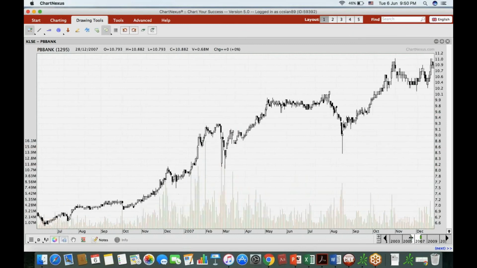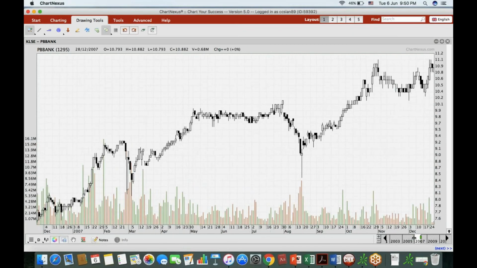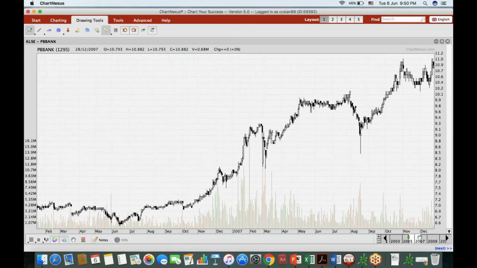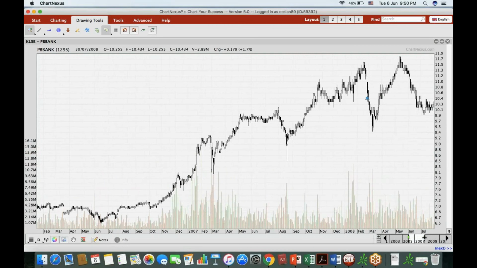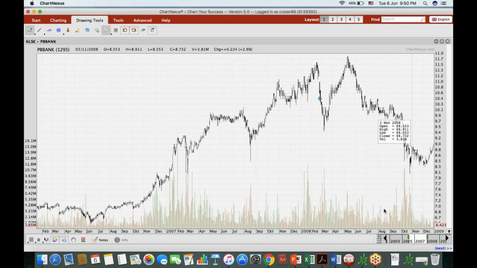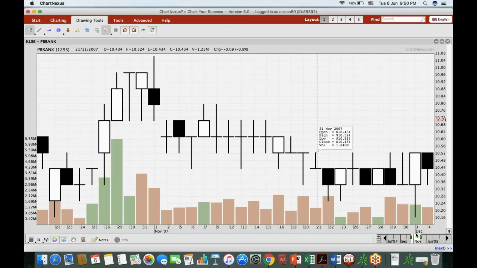This is a continuous uptrend. The price only started to trend downward here, in May 2008. When the subprime crisis happened in October 2007, which is somewhere here, the market still trended upward. There's nothing that happened here. So what about Public Bank? Let's see what happened.